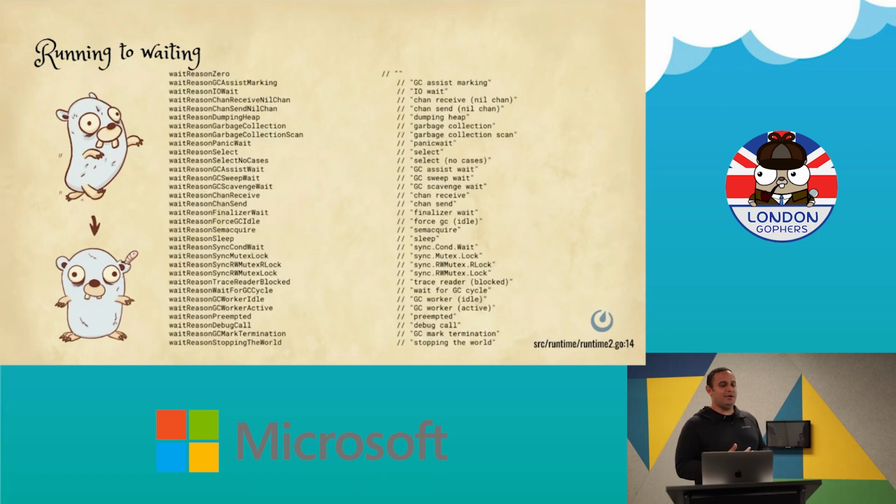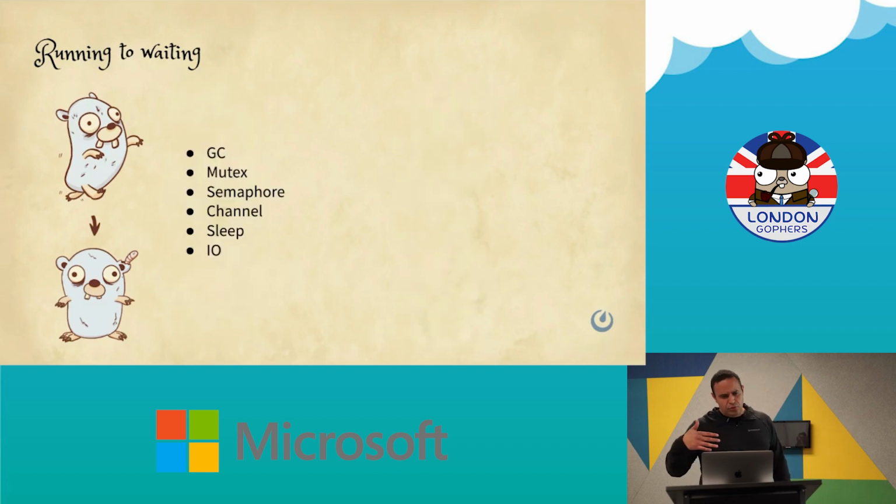What does waiting mean? This is the list of waiting reasons that you can have, and this is the whole list. It's in the source code, and there's nothing else. There's no other reason for a Goroutine to wait. To summarize, basically it's garbage collector reasons, mutex, semaphore, channels, IO. There are others like select and things like that. But in general, the main reasons that you are going to find are those.